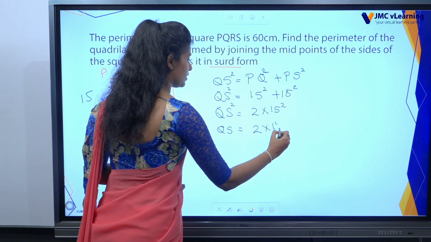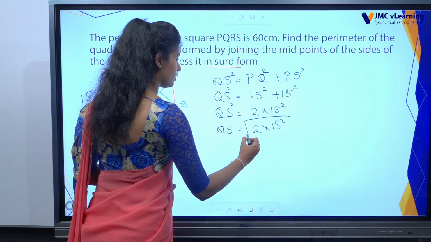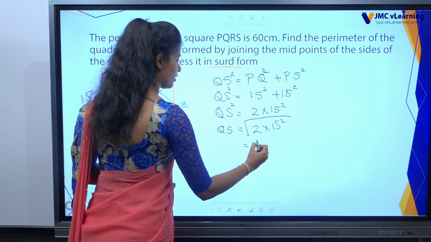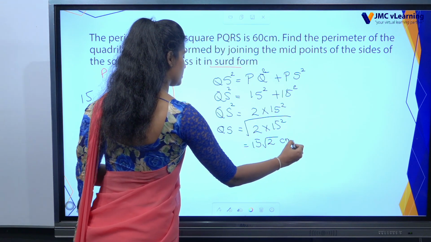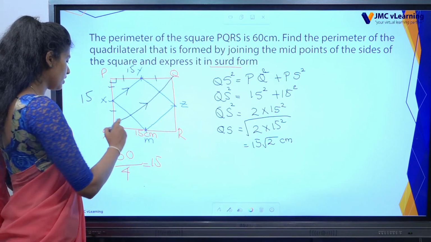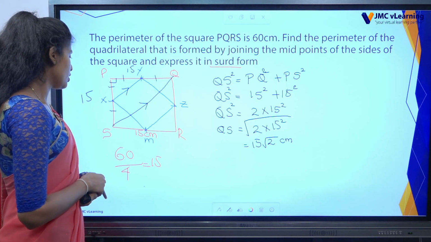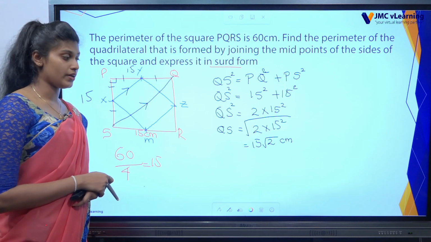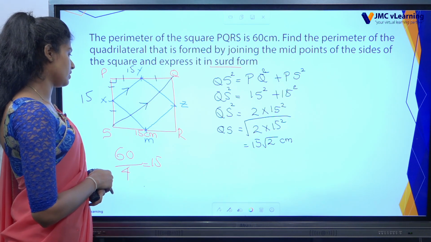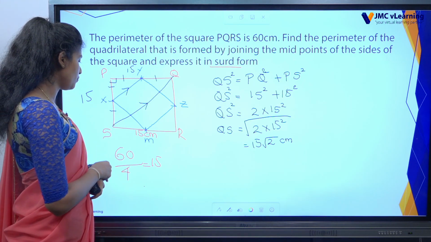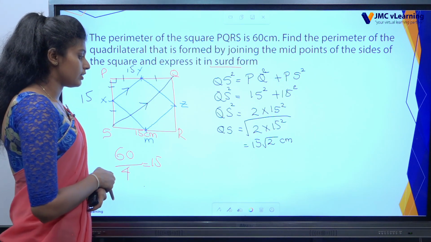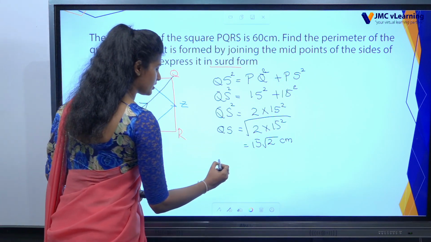Then 2 into 15 squared, take the square root. Then you can take 15 square root 2 centimeter as the length of QS. To find the length of XY, what do you have to do? Now you know XY length is half of QS length. Then let's find XY.